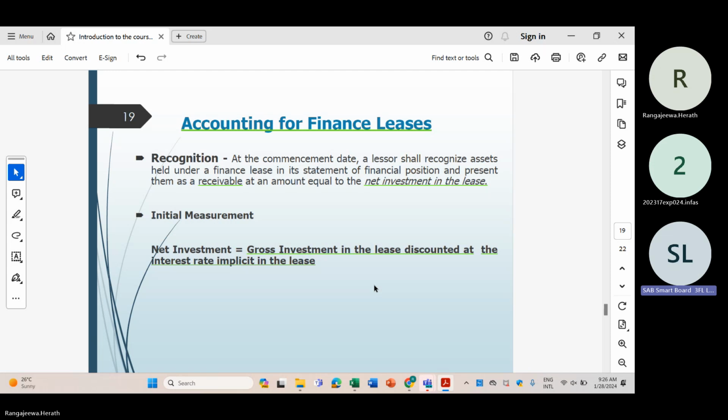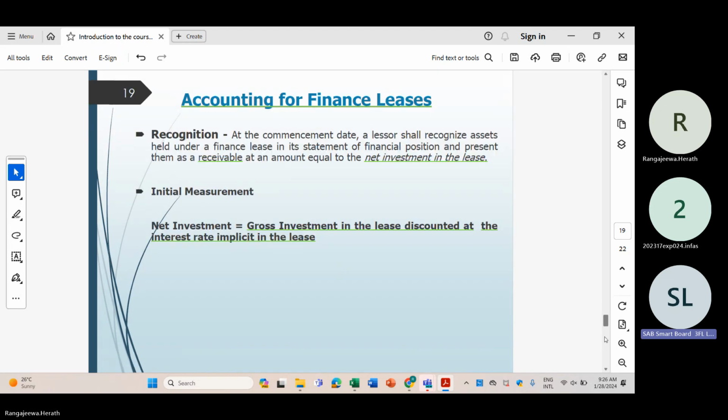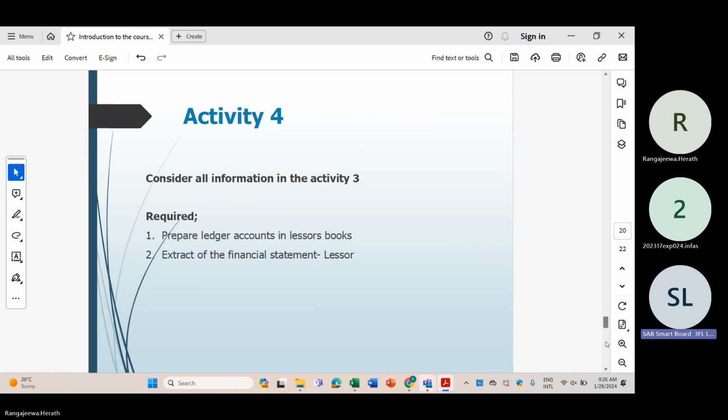The amount equal to the other party's lease liability is mostly this party's asset, because the interest in the lease is the same 12%. Gross investment is the total lease rentals the lessor is going to receive. When we discount those, we get the present value. That is the lease receivable. It's okay then. So you are asked to consider activity 3.